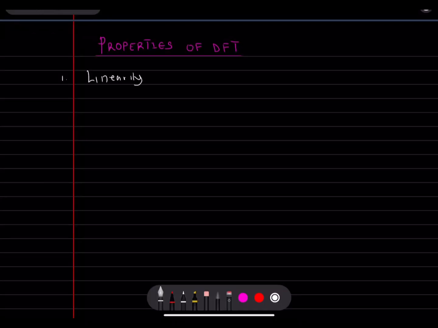Before we go on with the tutorials, I'd like us to talk about some special properties of digital Fourier transforms. These properties can be used to solve some questions concerning digital or discrete Fourier transforms. So let's go ahead and look at these properties. The first one I want us to look at is the linearity property.